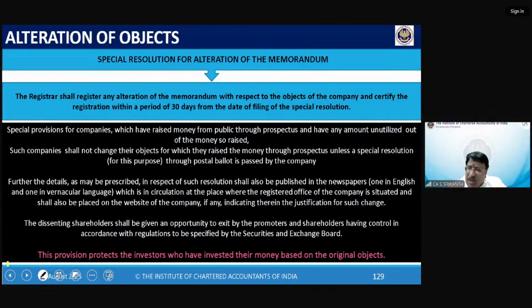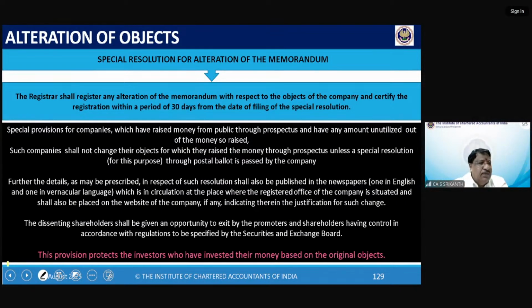So this provision really is great. This was not there in the 1956 law in this way. Now it is there. It's a really good provision. This provision protects the investors who have invested their money based on the original objects. Beautiful. In fact, this is nothing but the doctrine of ultra vires in action. So in India, we have put the doctrine of ultra vires in the Act itself. Statutorily, we have made it.